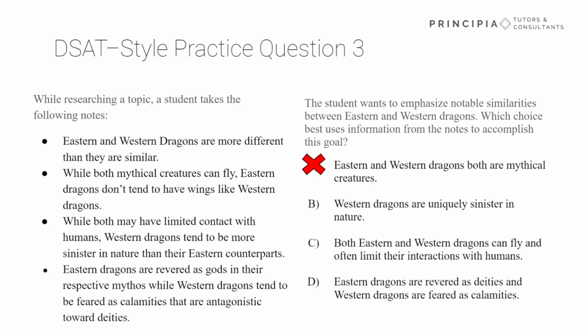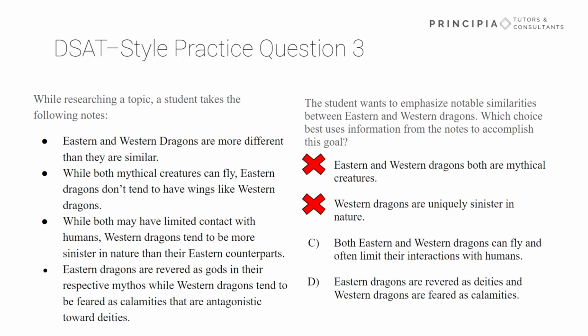Choice B, Western dragons uniquely sinister in nature. Eastern dragons aren't even mentioned, and so we can't state that a similarity is being provided by this answer choice when only one dragon is mentioned. So get rid of B. C and D. So C, both dragons can fly and limit interactions with humans. Two similarities, mentioning both dragons, supported by information from the notes.